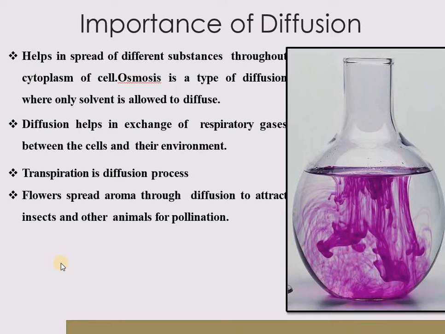Osmosis is also a type of diffusion where only the solvent is allowed to diffuse. Diffusion helps in the exchange of respiratory gases between the cells and their environment. Transpiration, which occurs in nature in the leaves, is also a diffusion process. Flowers spread their aroma through diffusion to attract insects and other animals for pollination. So we find that diffusion phenomena have widespread application in our life and also in nature.